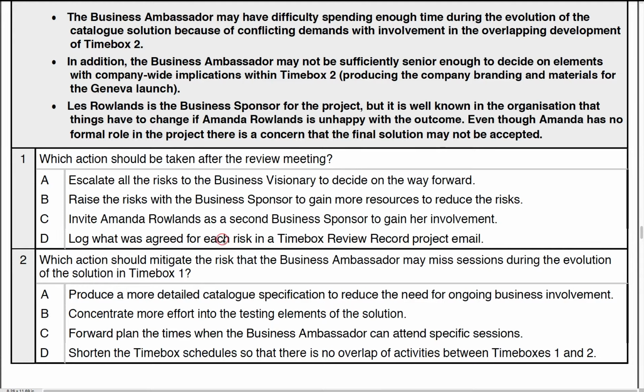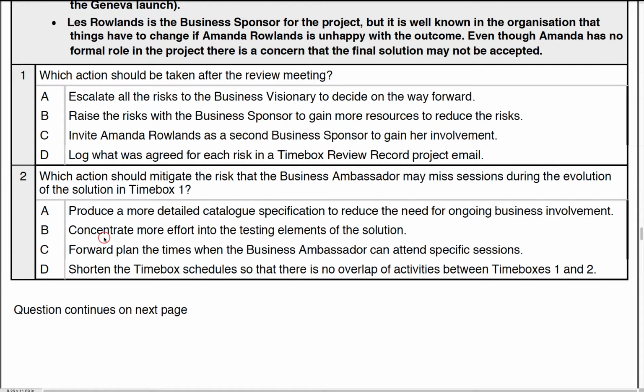Log what was agreed for each risk in a time box review record. Right. Well, this is exactly what you should be doing. The project email is a bit of a red herring in this case. Not sure that really ought to be there, but anyway, the main thing is that we log what was agreed in the time box review records. Remember, the review record is going to be recording, as it says, the time box as we go through. So as these are risks associated with the time box, then we sit them in there first of all. That's why we would log them first of all. So that's what we should be doing. Next review meeting, log those. So the answer there is D.